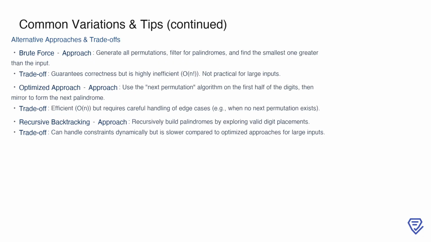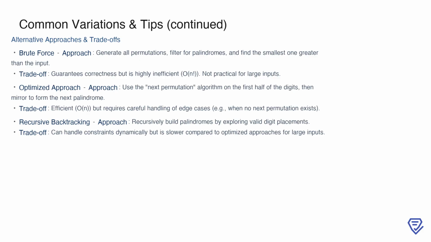When considering alternative approaches to solve the next palindrome problem, there are a few trade-offs to evaluate. The brute force approach involves generating all permutations of the digits, filtering for palindromes, and selecting the smallest one greater than the input. While this guarantees correctness, it is highly inefficient with a factorial time complexity, making it impractical for large inputs. A more optimized approach involves applying the next permutation algorithm to the first half of the digits and then mirroring it to form the palindrome.